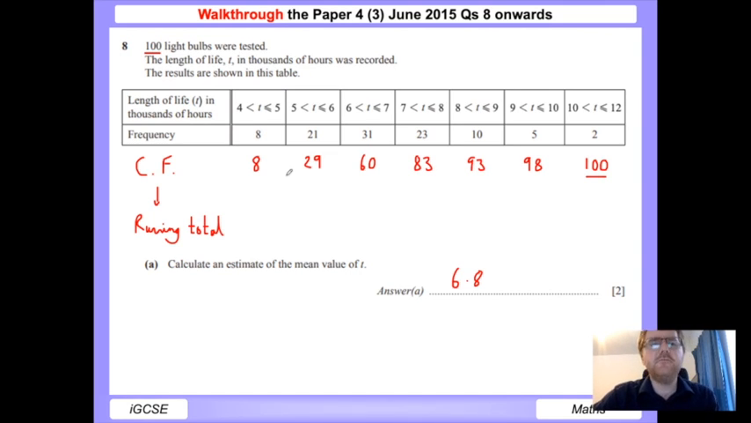The second thing to remember about cumulative frequency curves is when you plot this on your graph, you are plotting the right-hand side against this. So when we plot this, it'll be 5, 8, 6, 29, 7, 60, 8, 83, 9, 93, 10, 98, and 12, 100. Two things to remember: cumulative frequency, running total. Second thing, always plot on the right-hand side of the interval.